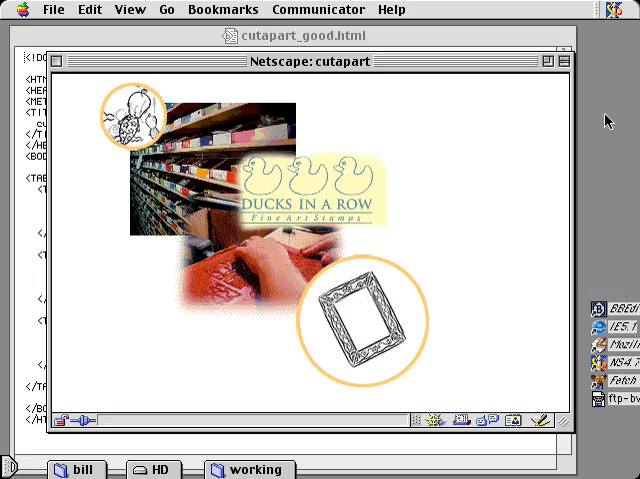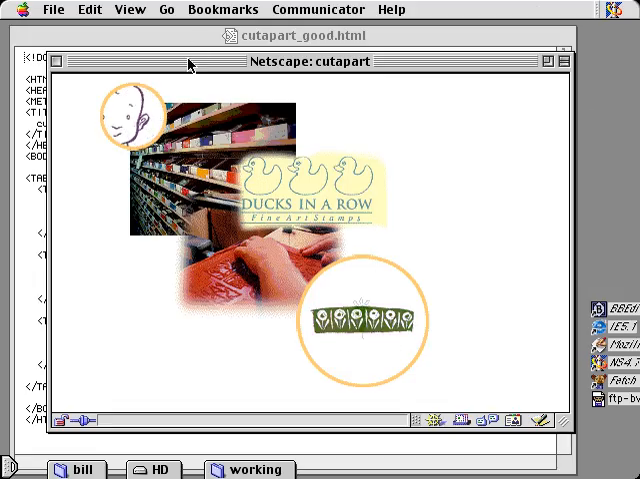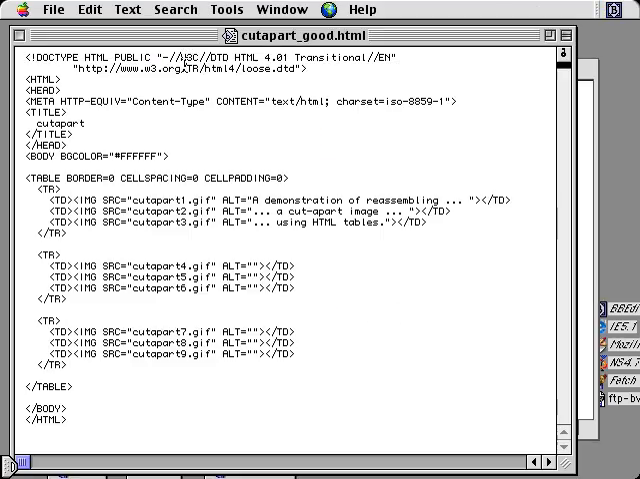This is a page from the book I did with my sister, Creative HTML Design. And over here is the document that produces that page. You'll notice that there are 9 images, all of them GIFs. Just 2 of them have animation. And this page, of course, validates.